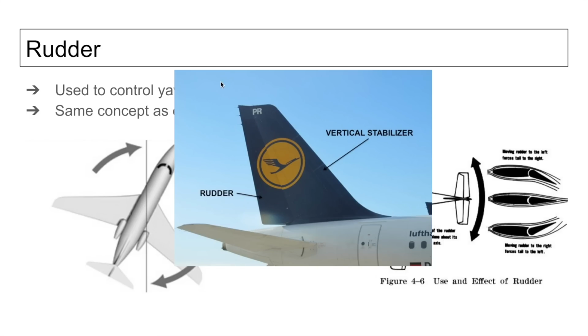Here's a picture of a rudder. This thing that's deflected is the rudder itself, and this tail fin thing is called the vertical stabilizer, and it holds the rudder while also, like the fins of an arrow, making the plane fly straight and stable. That's what we call it.